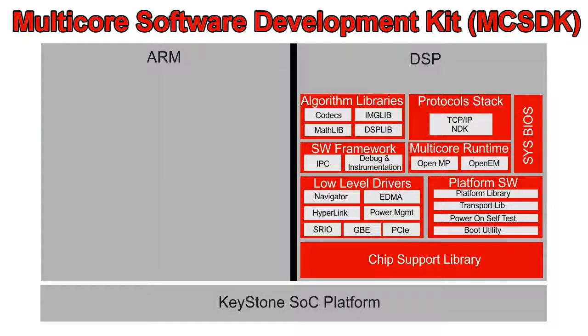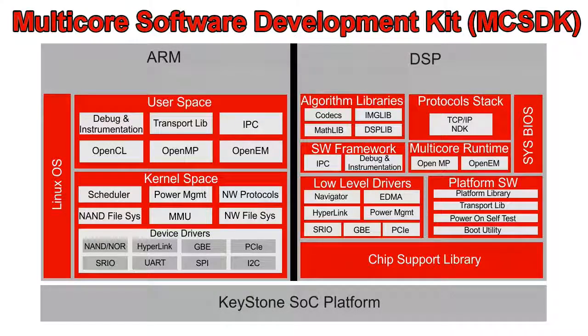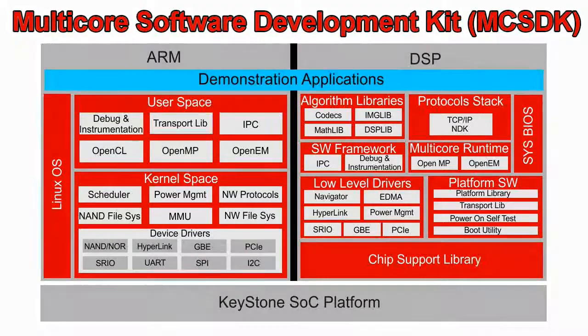The foundational components of the MCSDK for ARM include Linux high-level operating system, kernel space including device drivers, basic network protocols, power and memory management, file system utilities, and a scheduler, user space including multi-core runtime software, debug and instrumentation, interprocessor communication, and optimized application-specific and application non-specific algorithm libraries.